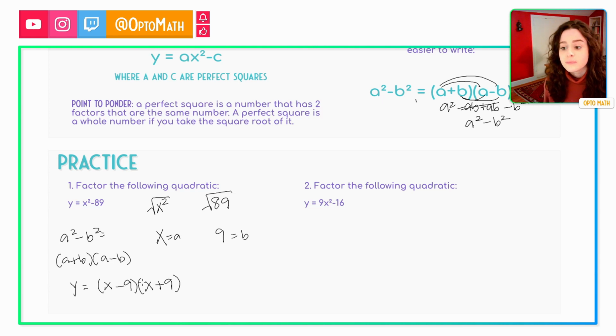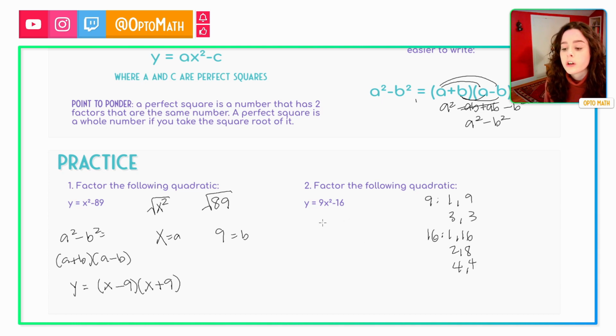Number 2. Factor the following quadratic, which is y equals 9x squared minus 16. So one thing you could try to do is find the GCF. So let's think, 9 is 1 and 9, and then 3 and 3. And 16 is 1 and 16, 2 and 8, and 4 and 4. So notice they don't have anything in common except for 1, and you can't factor out a 1, it's just going to stay the same. So GCF is not going to help us anyway, but we need to check, is it a difference of squares?